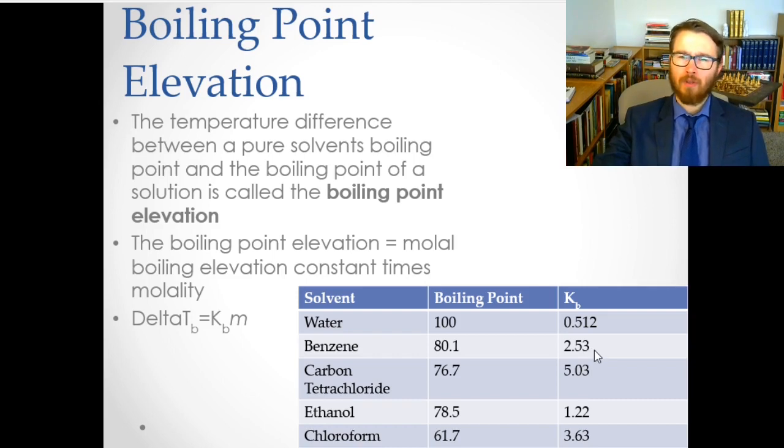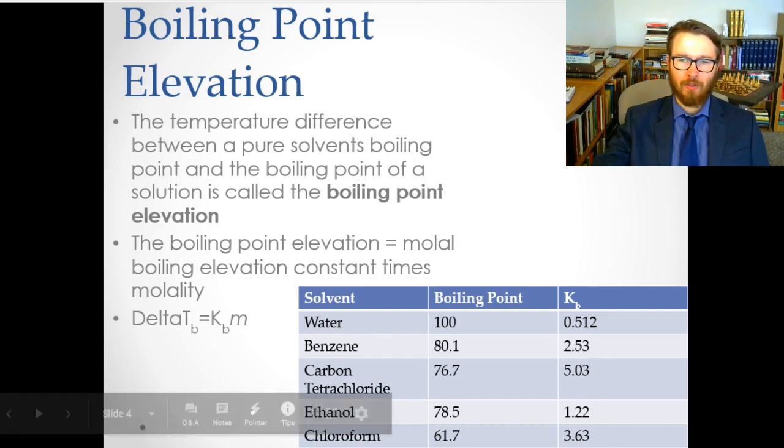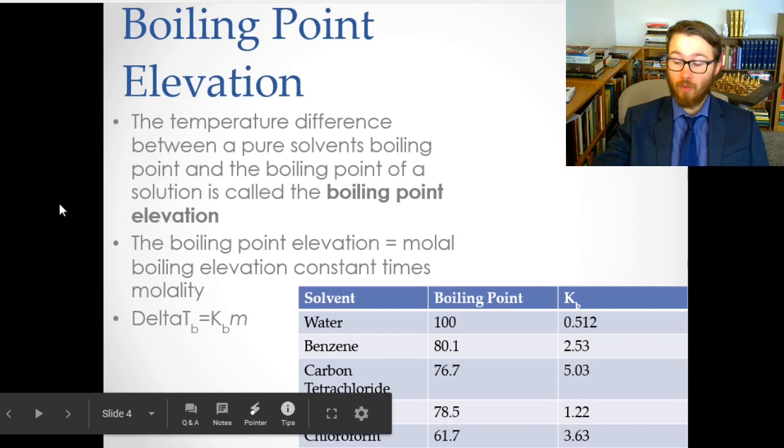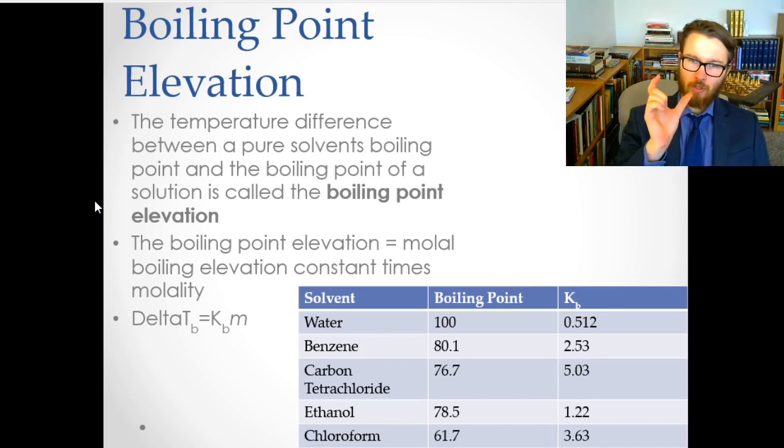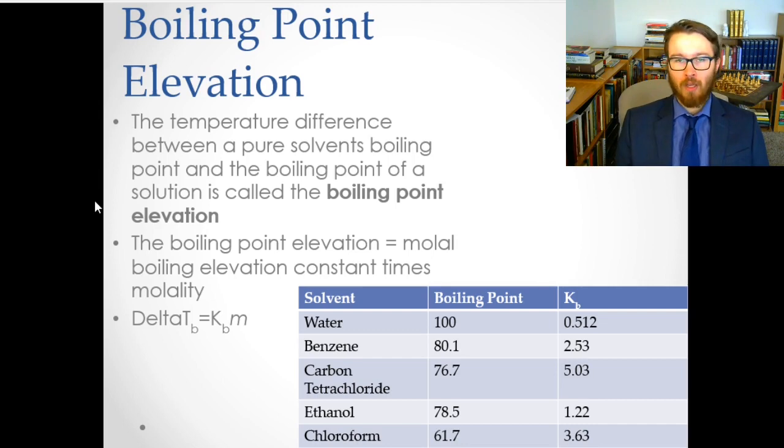Some other liquids, for reference, are benzene, carbon tetrachloride, ethanol, and chloroform. Water has a really low Kb, all right, which means you've got to add a lot of stuff to change the boiling point. Water's very rugged that way. So this is the formula. The change in the temperature, which is to say how much it increases, is Kb times molality. All right, so if your delta TB, your change in temperature, was 5 degrees, your boiling point wouldn't be 5 degrees, it'd be 100 plus 5 degrees, because the normal boiling point's 100, so it'd be 105 degrees, and that's important to keep in mind.